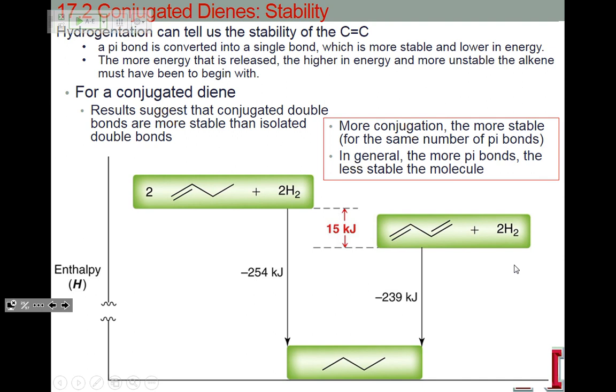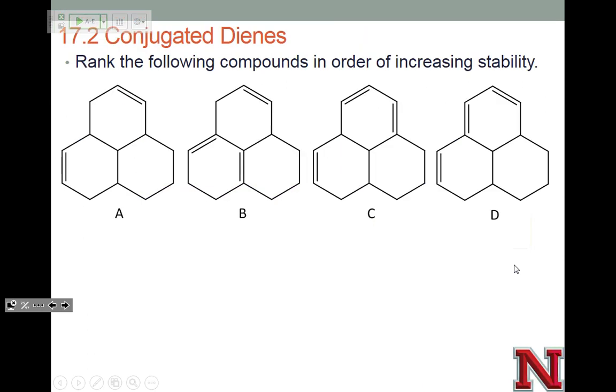So this is when we're going to talk about carbon-carbon double bonds. So the more conjugation of our double bond, the more stable. But in general, the more pi bonds, the less stable the entire molecule. So looking at these and putting these in order of increasing stability.